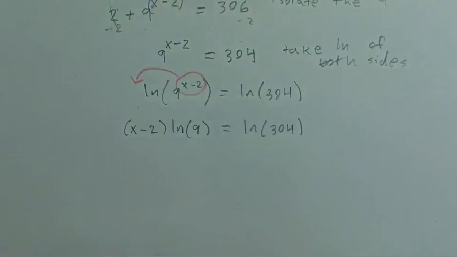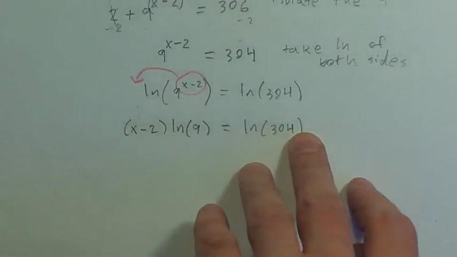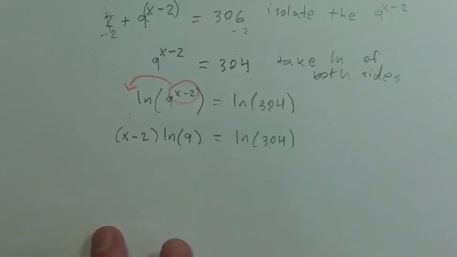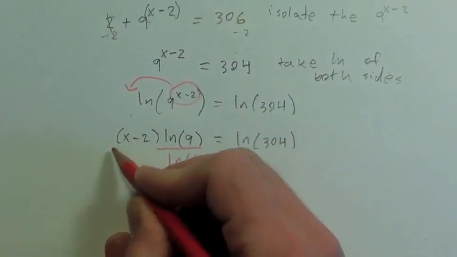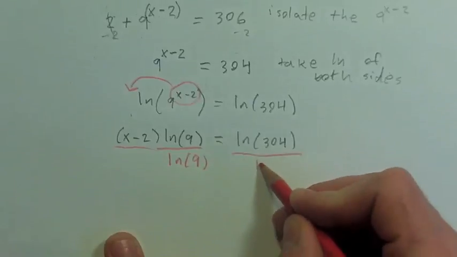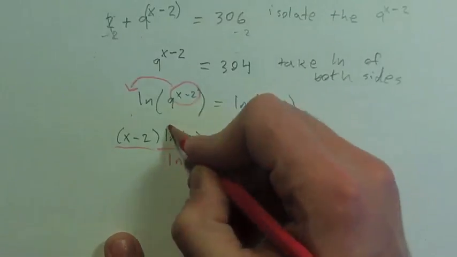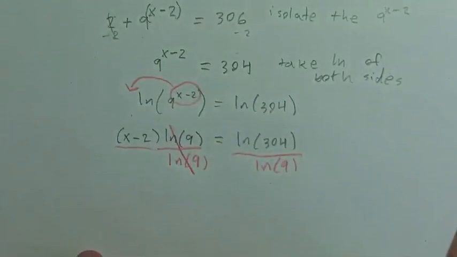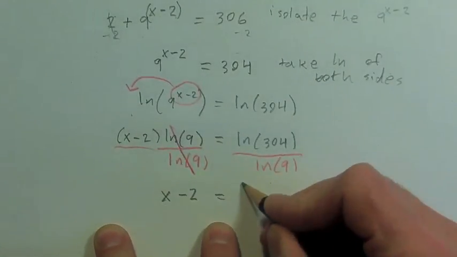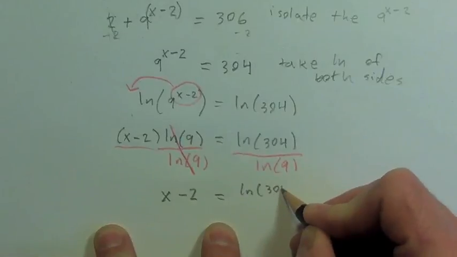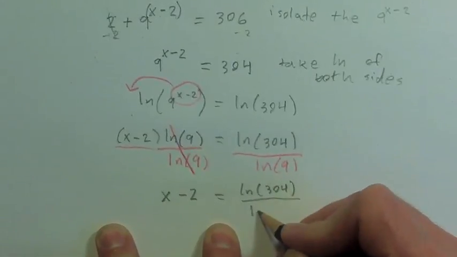Now here's the trick to this type of equation. Before I had an x, now I have an x minus 2. That's actually okay. We'll just divide by the natural log of 9 on both sides, because that'll cancel here. Then I'll get x minus 2 is equal to the natural log of 304 all over the natural log of 9.